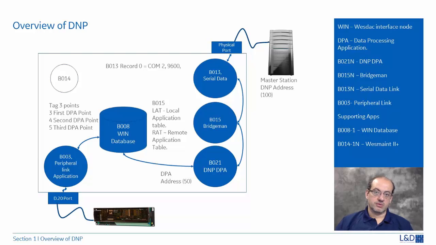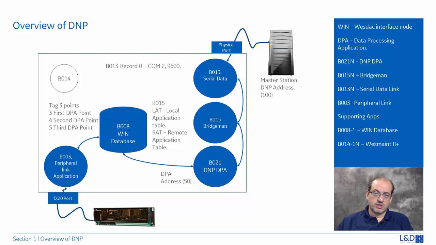Eventually there will be a DNP master polling this RTU. In the B003, all we're going to do is tag 3 points, which is point 3, 4, and 5, with the first DPA point, second DPA point, and third DPA point. Then these points will be in the WIN database available for the DPA to pick them. We'll put the address of the DPA as 50 and the master address as 100.